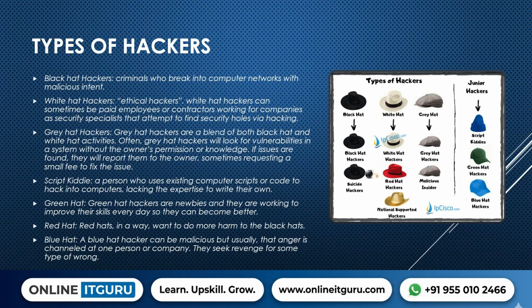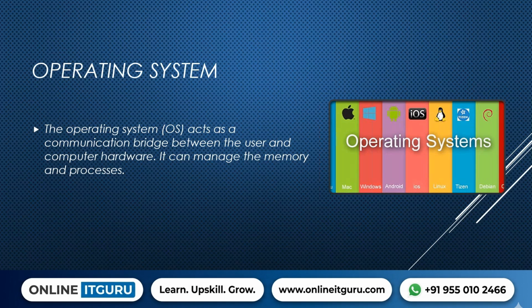Red hats, in a way, want to do more harm than black hats. And then blue hat can be malicious, but usually the anger is channeled at one person, so it's a revenge type of hacker. And then moving on, we talked about operating systems. We have many different types of systems.